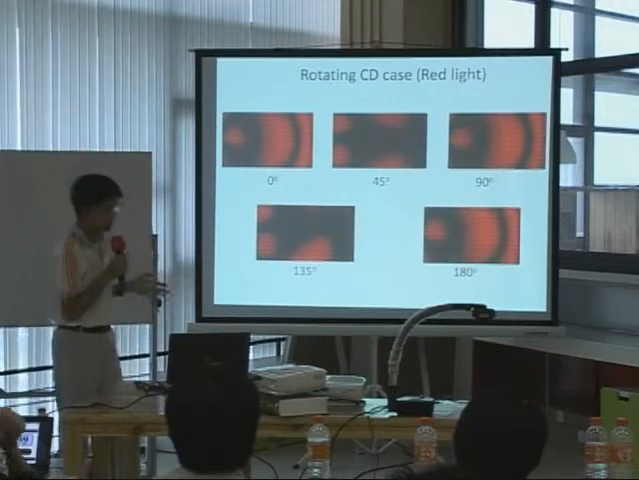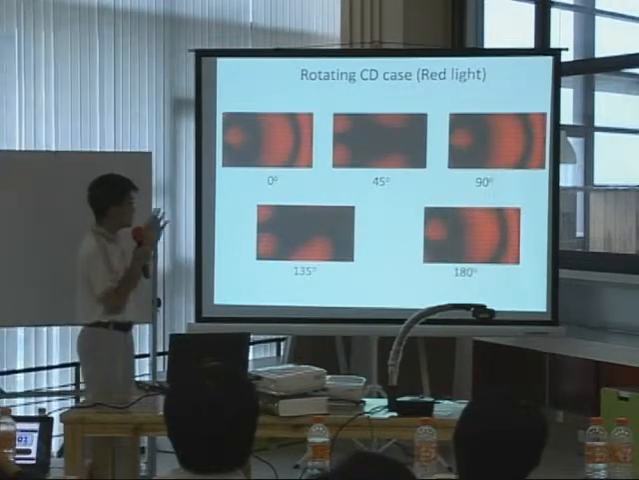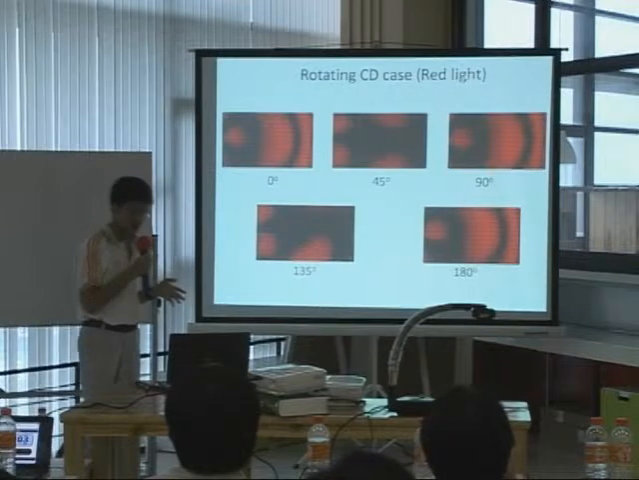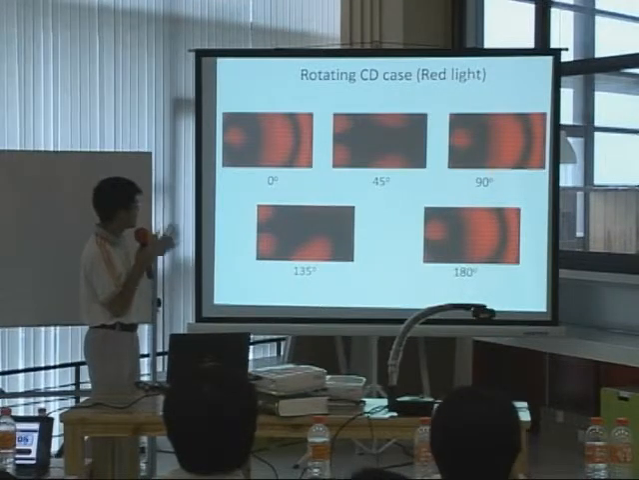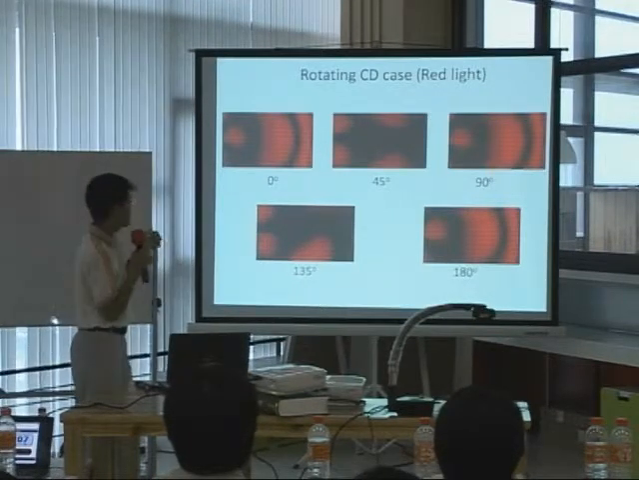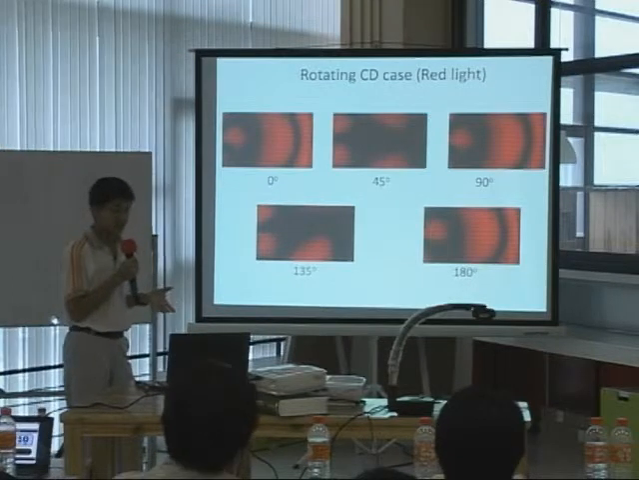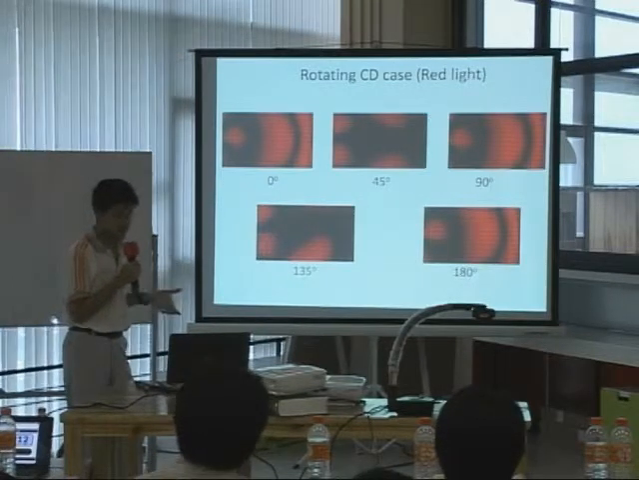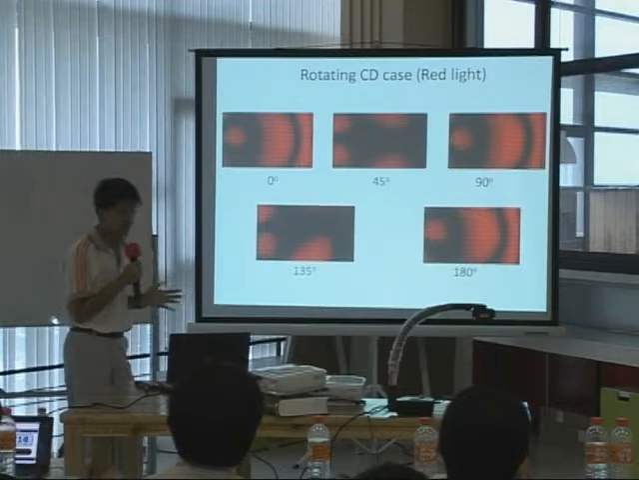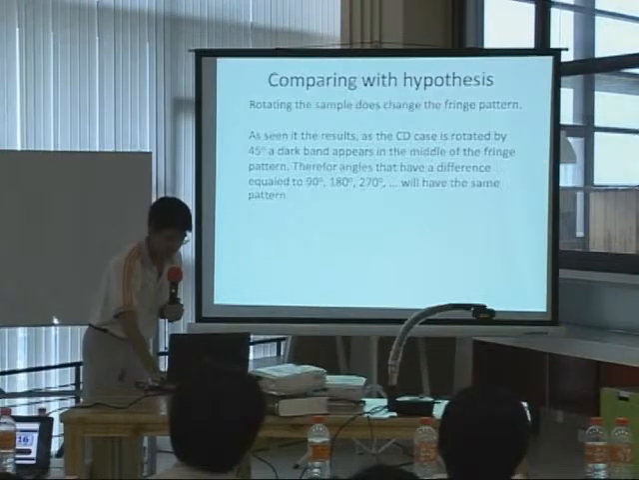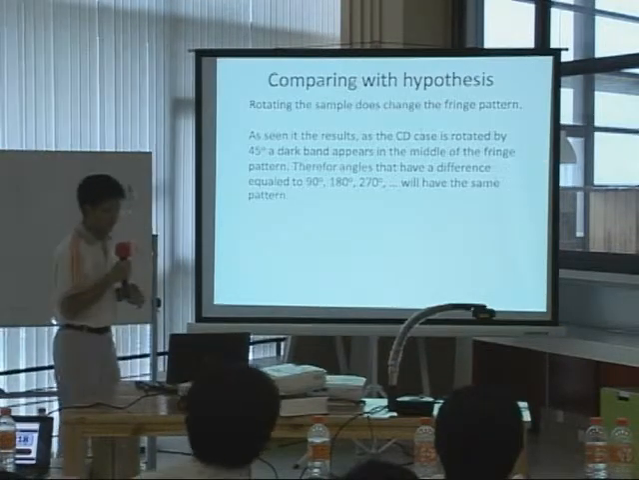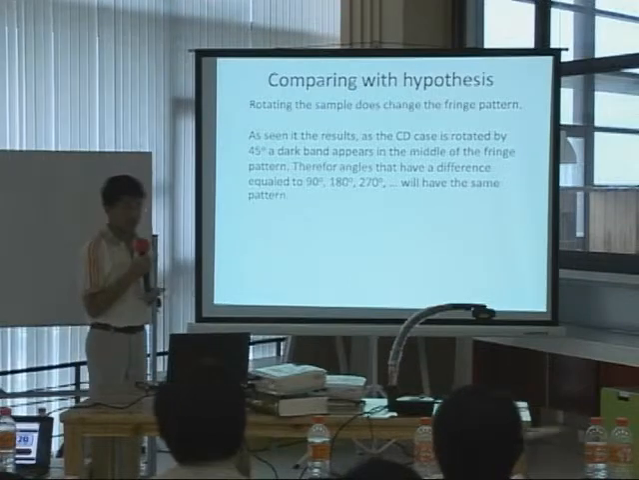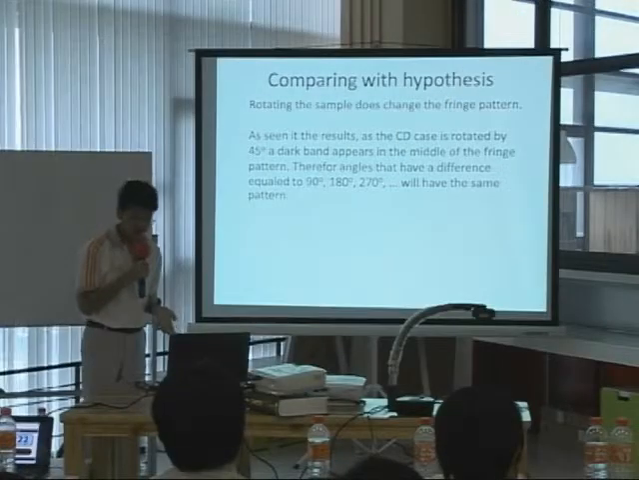These are the results. When we compare each angle together, it is the same, but the reason there are slight differences is because these angles are approximate, not exact. So rotating the sample does change the fringe pattern.